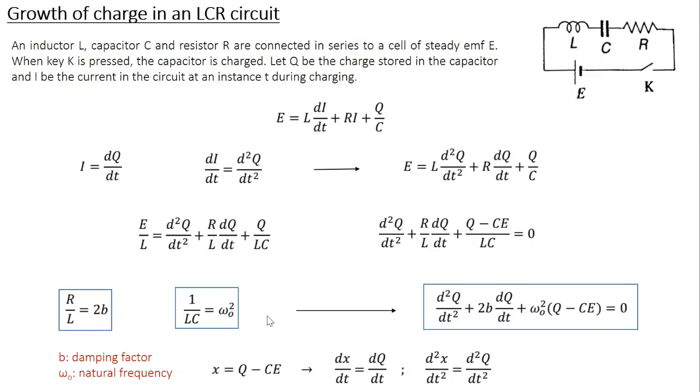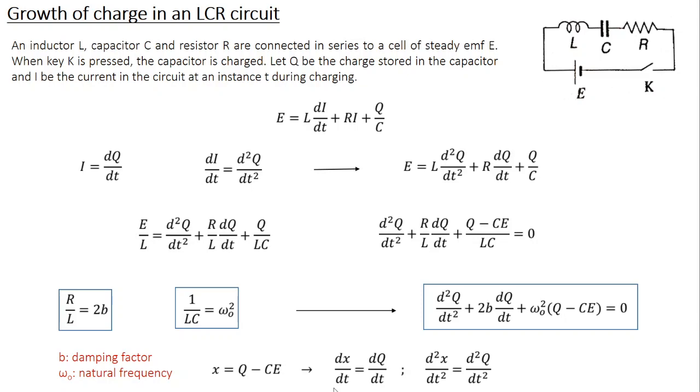Once you make these two substitutions, I can rewrite this equation as d square q by dt square plus 2B dq by dt plus omega naught square into (q minus CE) equal to 0. So this is the EMF equation for an LCR circuit. But if you compare this with the standard damped harmonic oscillator equation, this looks slightly different. So let's try to get it to the standard form. For that, let's make one more substitution: q minus CE as x.